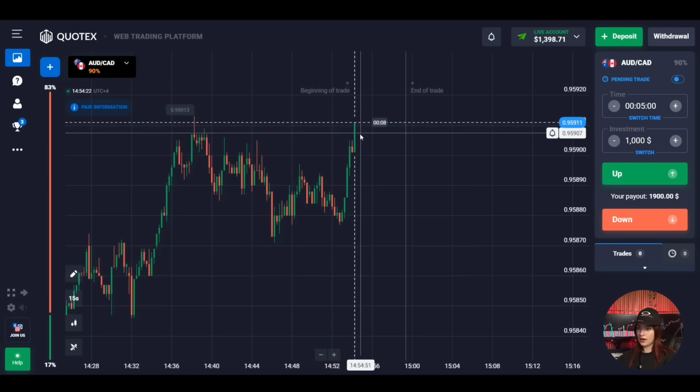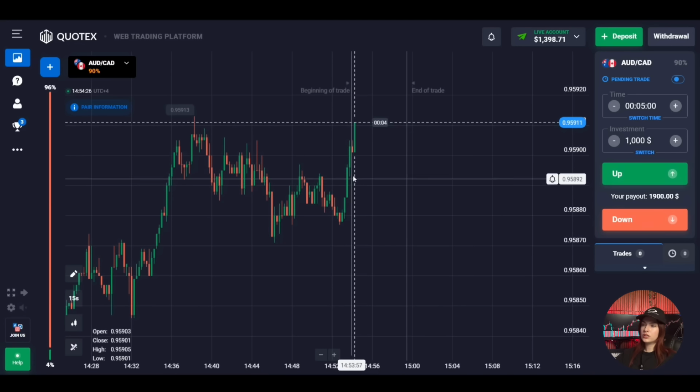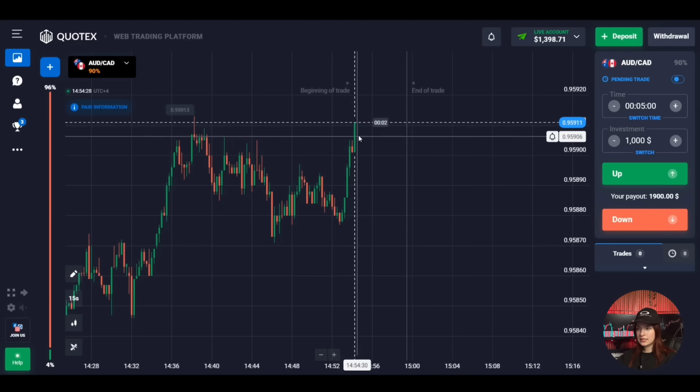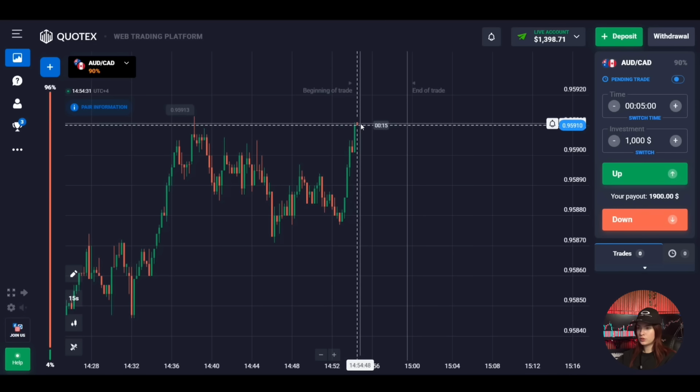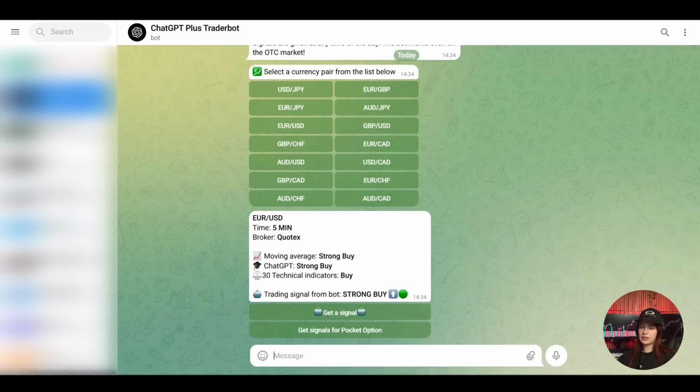Alright, we have a resistance level up here. We also see that after the pullback, confident green candles began to form. The price has reached this level and it is likely that this level will be fully broken in the near future. Therefore, now we will go to the Telegram channel to the bot and click the get a signal button.